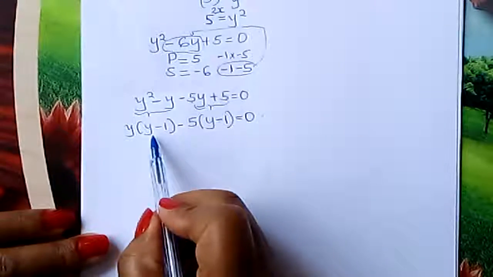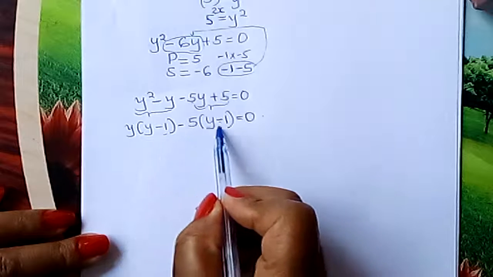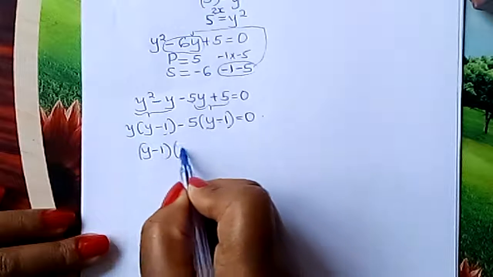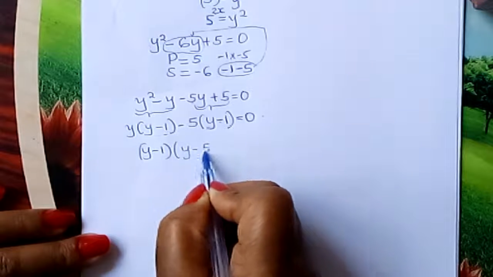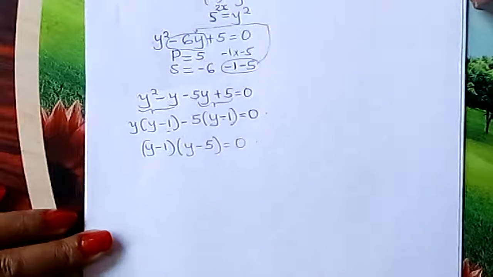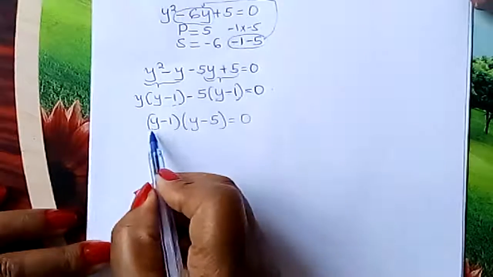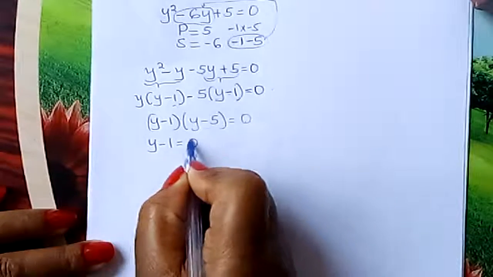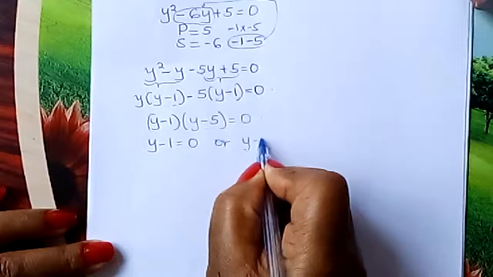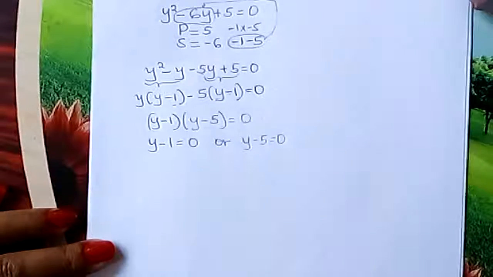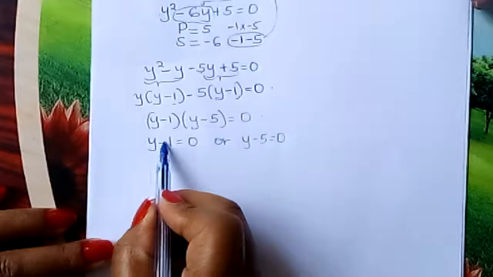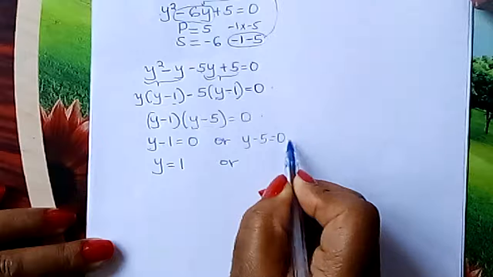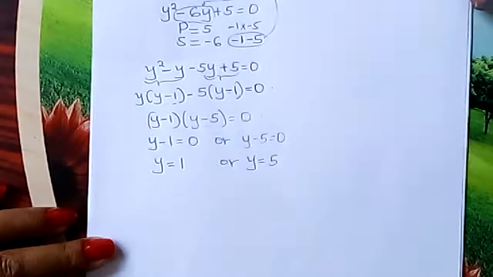Good. Learner, if we look at this here, we have y minus 1, y minus 1. Factor it out like that. And therefore here, you are left with y, and here you are left with negative 5, which is equal to 0. So learner, either this bracket is equal to 0 or this is equal to 0. So y minus 1 is equal to 0, or y minus 5 is equal to 0. So what is y here? Take this to the other side, you get y is 1, or y is 5.